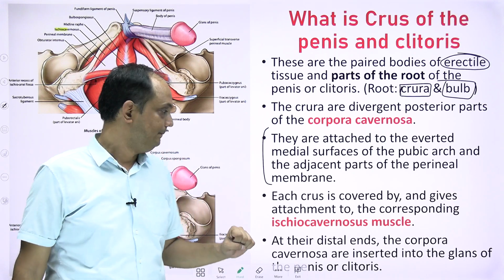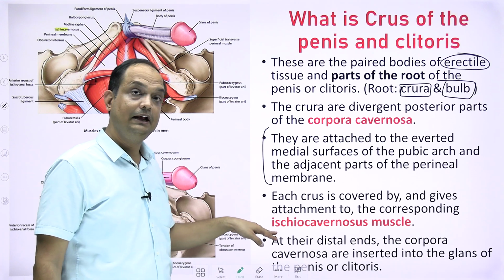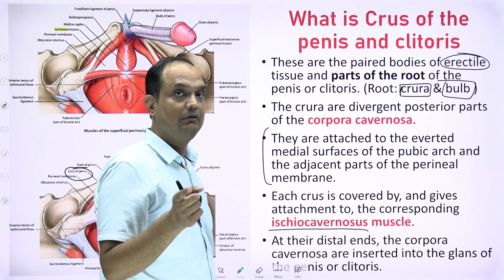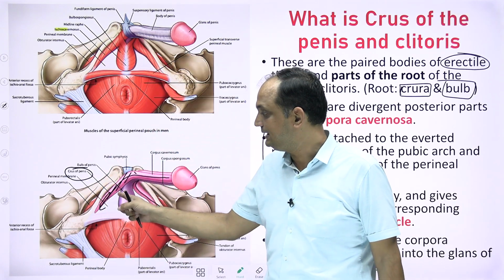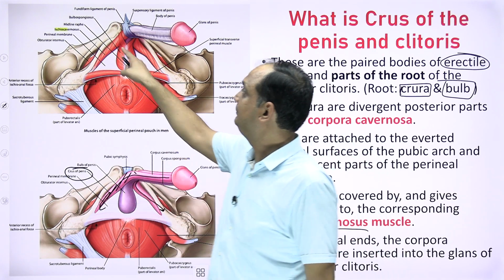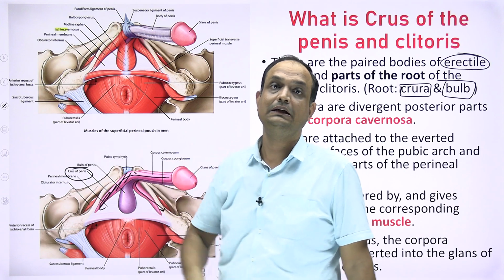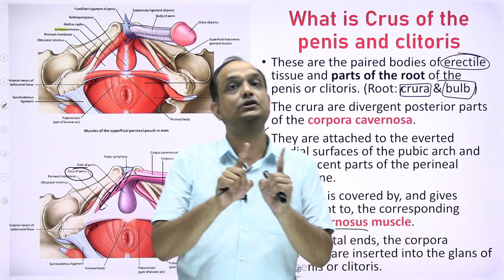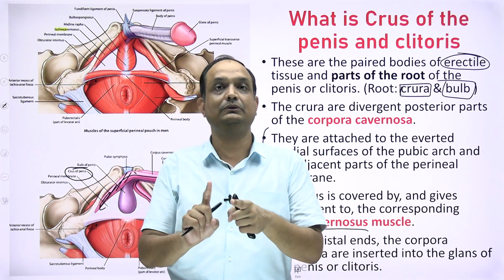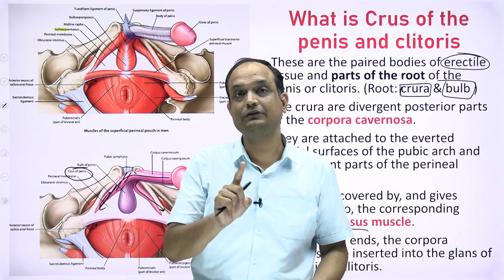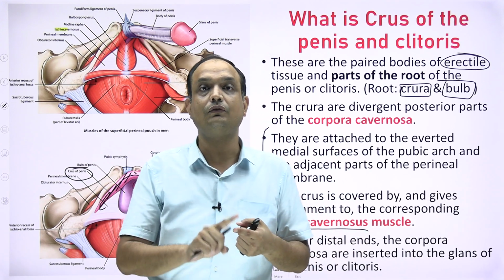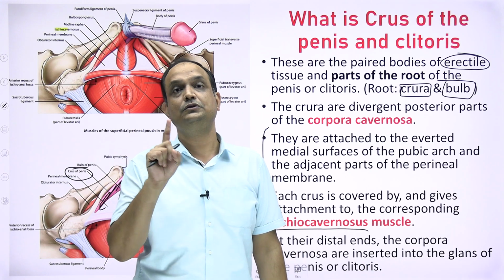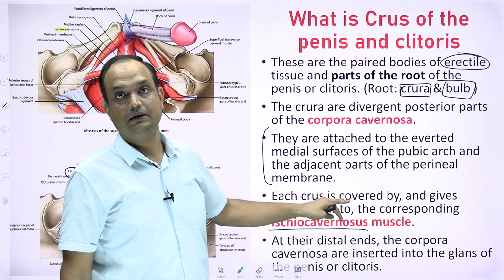Each crus is covered by and gives attachment to a muscle, and that is known as ischiocavernosus. So, now there is one more term. These crus of penis are further covered by a spirally placed muscle, and that is known as ischiocavernosus. So, corpora cavernosa is a different thing, ischiocavernosus is a different thing. Ischiocavernosus is the muscle which covers only the crus of penis, and crus is the continuity of corpora cavernosa, and this is something which you have to keep in mind always. There should be no confusion about these three terms.